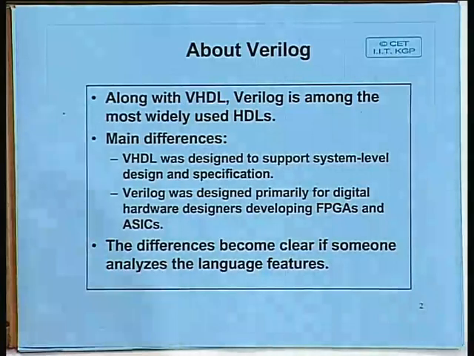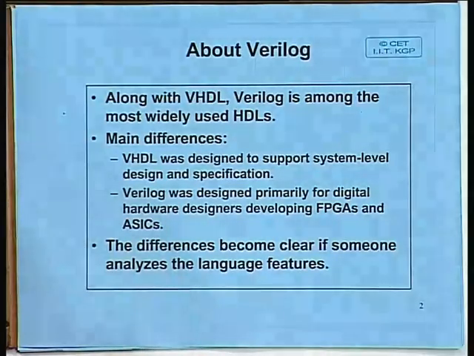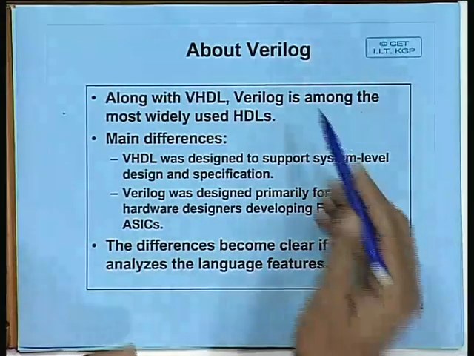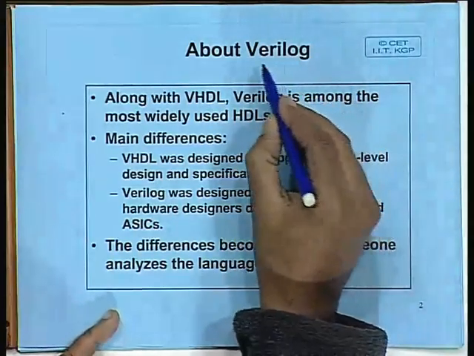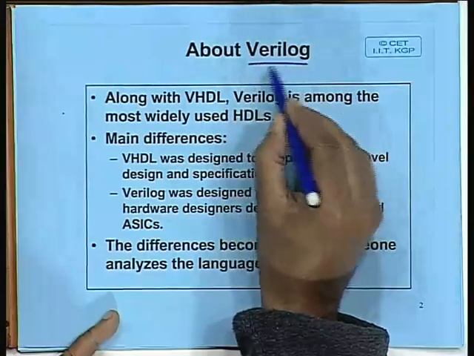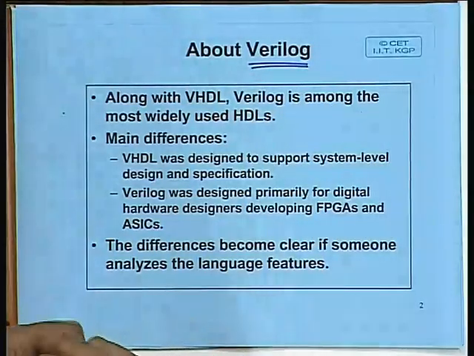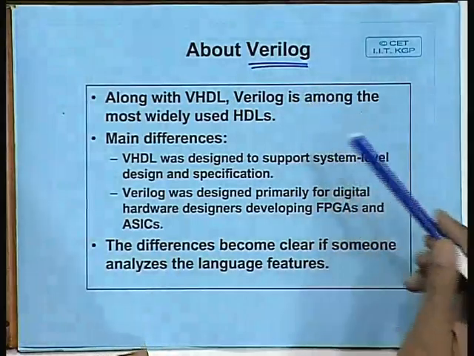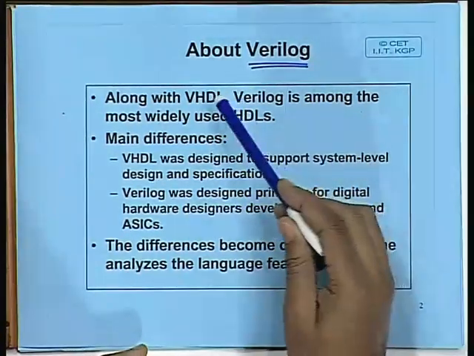Fine. So, as I mentioned in the last lecture, there are two popular hardware description languages which people very widely use nowadays. One is of course Verilog, the other is VHDL. And we also mentioned that in this course we would be considering mainly Verilog. There are some reasons of course, but first let us try to understand some of the differences between VHDL and Verilog.